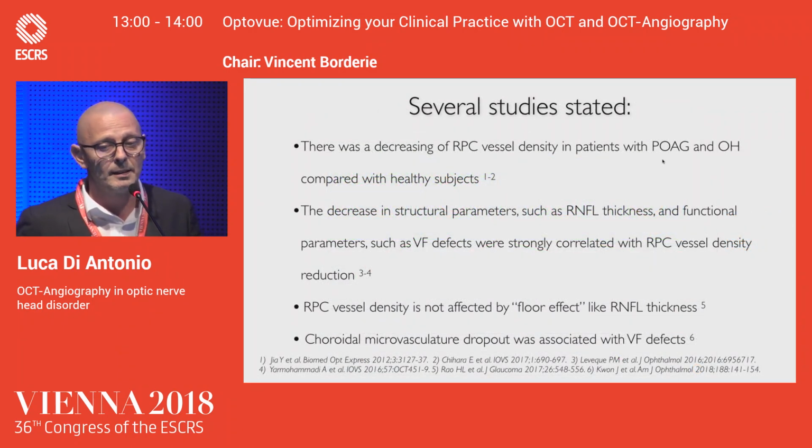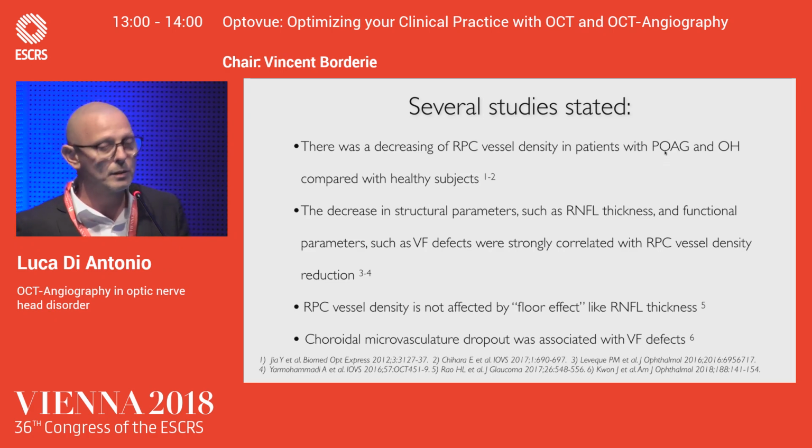Several studies stated that there was a decrease of RPC vessel density in patients with primary open-angle glaucoma and ocular hypertension compared to healthy subjects. Moreover, the decrease in structural and functional parameters, such as visual defect or RNFL thickness, is strongly correlated with the impairment of vessel density of the RPC. And moreover, RPC vessel density is not affected by the floor effect like RNFL thickness.